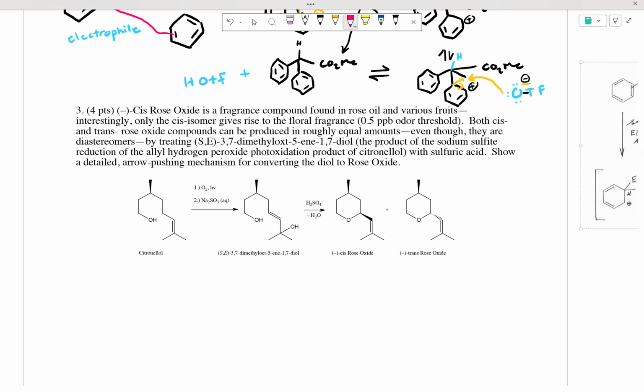Okay, the last one is what's important. Show a detailed arrow pushing mechanism for converting the diol to rose oxide. Dr. Wagner kind of gives you a lot of information to sort of confuse you, but all we have to do is show the arrow pushing mechanism for the diol, which is this one, to the rose oxide, which is these.